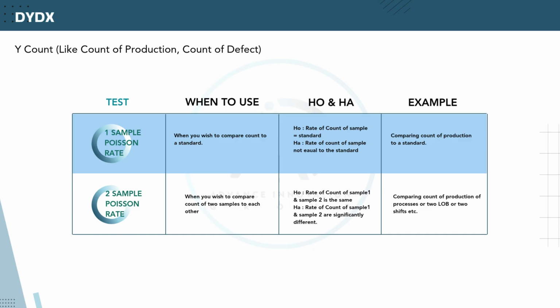Next, the two-sample Poisson rate test. This is used when you want to compare two different sample groups, such as two processes, two shifts, or two lines of business, LOB. The null hypothesis, H0, assumes that both sample rates are equal. The alternate hypothesis, HA, assumes they are significantly different. The example here is comparing production counts between two different shifts or departments to evaluate consistency or performance differences.